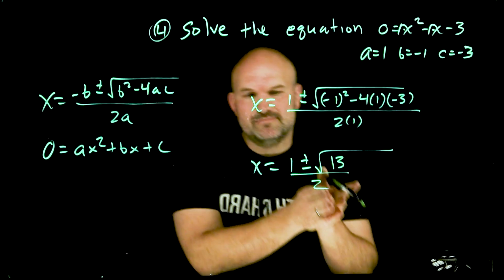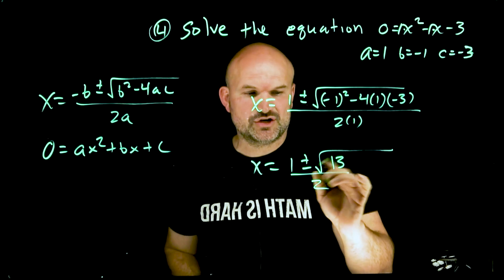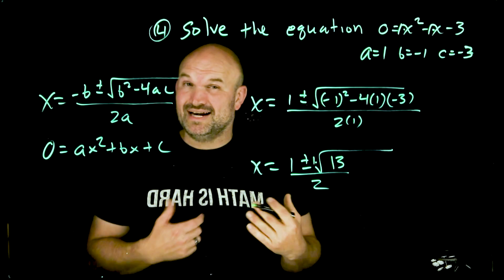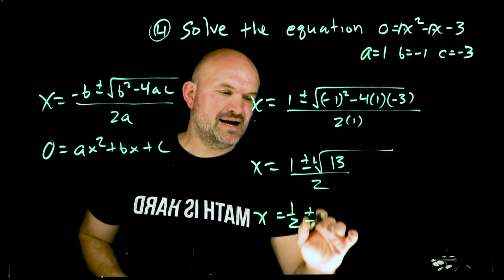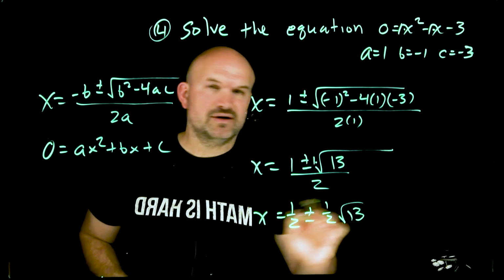That's pretty good, but just remember you can also divide the 2 into both of those terms. And remember, you could think of a 1 as the coefficient of that square root. So x equals 1/2 plus or minus 1/2 square root of 13.